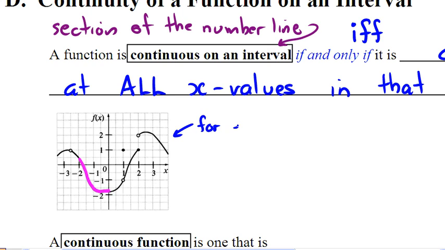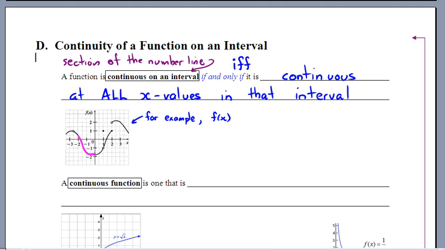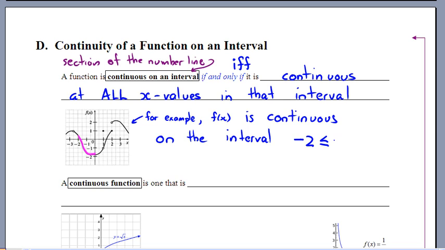For example, in this graph here, f of x is continuous on the interval. And now I'm going to give people a description of that section of the number line for x. From -2, including -2, all the way up to and including 0. So if people say, well, what about this function? Is it continuous on this section of the number line? Just looking and say, okay, for every point, would it actually be okay? So that's continuous on a section of the number line.